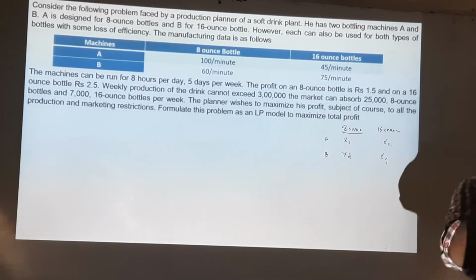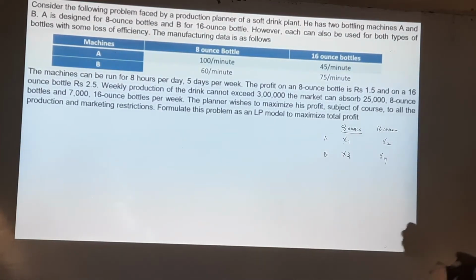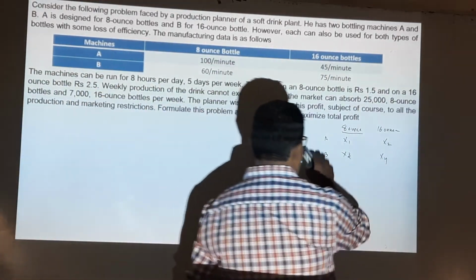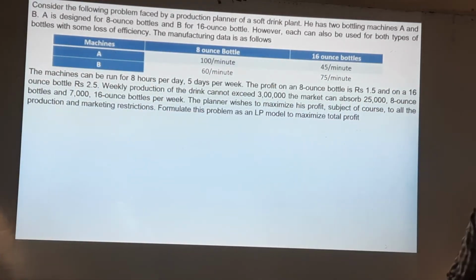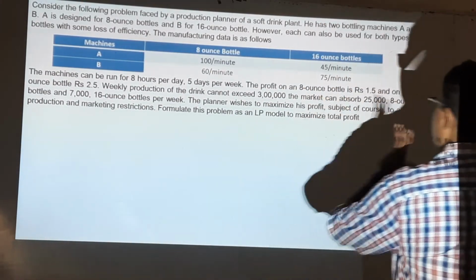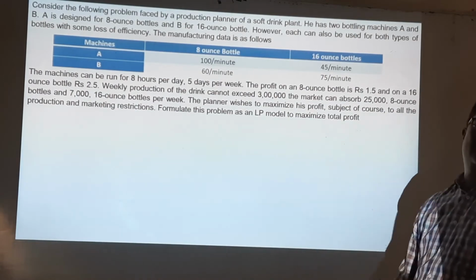This is for your understanding, because without this we cannot solve this problem. There are two machines and two outputs. So we need to have 4 variables. There is no other option. And once that is done, the whole problem is resolved.